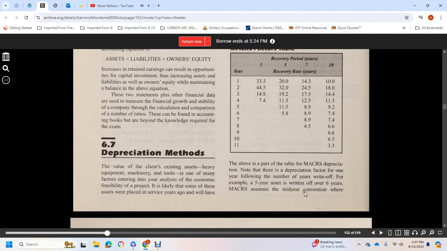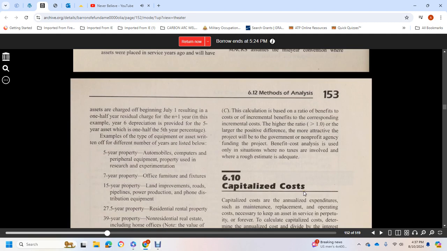The Modified Accelerated Cost Recovery System assumes the mid-year convention, where assets are charged as of July 1st, resulting in a 1.5-year charge for the first year, plus one year at the end. In this example, the year 6 depreciation is provided for the 5-year asset, which is one-half of the 5th-year percent. For example, the types of equipment assets written off over different numbers of years are listed below.